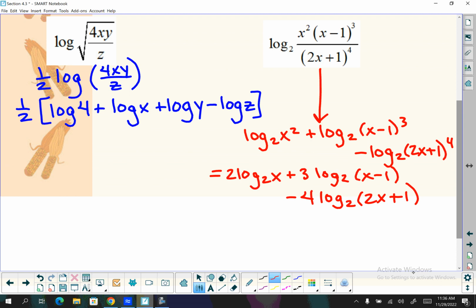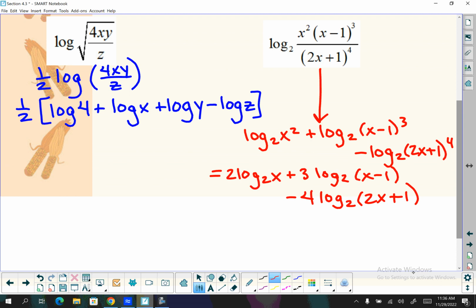Make sure for that second one, your x minus 1 and your 2x plus 1 are in parentheses. If we don't keep those in parentheses, it means something different. You can see I'm doing the addition and subtraction at the same time. It's addition or a positive term if it's in the numerator. If it's subtraction or if it's in the denominator, it becomes subtraction.